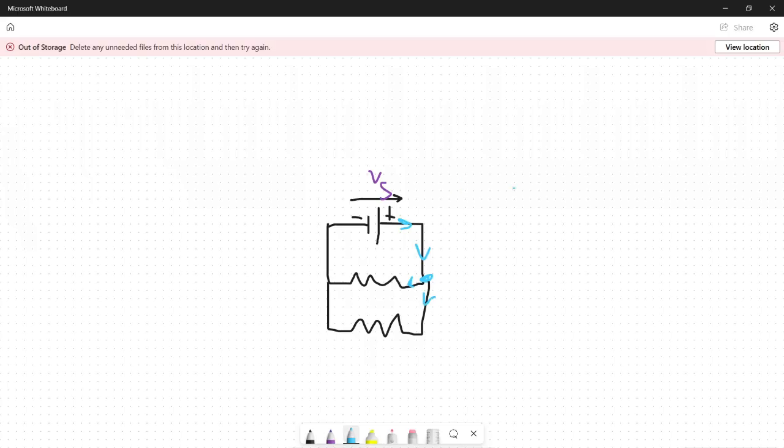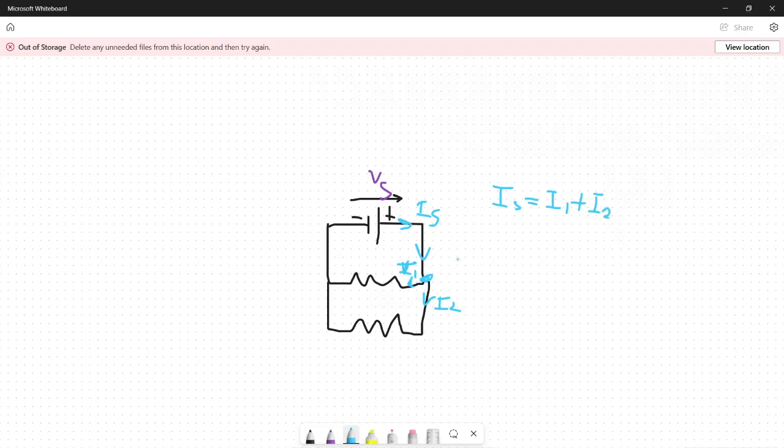Now, this split is going to be equal to something we call KCL, or Kirchhoff's current law. And that states that the current going into a junction is equal to the sum of the current coming out of the junction. So this is going to be IS. It's going to be I1. It's going to be I2. So IS is going to be equal to I1 plus I2.